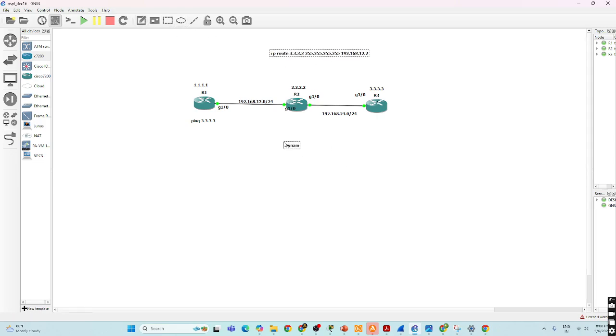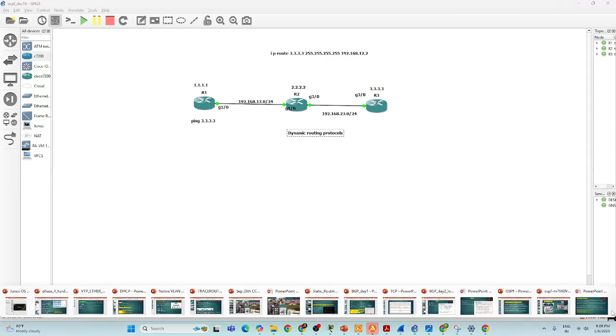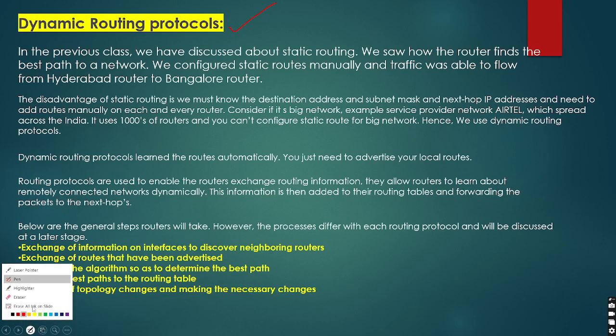What will dynamic routing protocols do? They will learn the routes automatically. How they behave, I'll tell you here. See how it will behave. It is the basic procedure, like how you book a ticket and then travel. Same thing. I'm explaining the behavior of dynamic routing protocols.